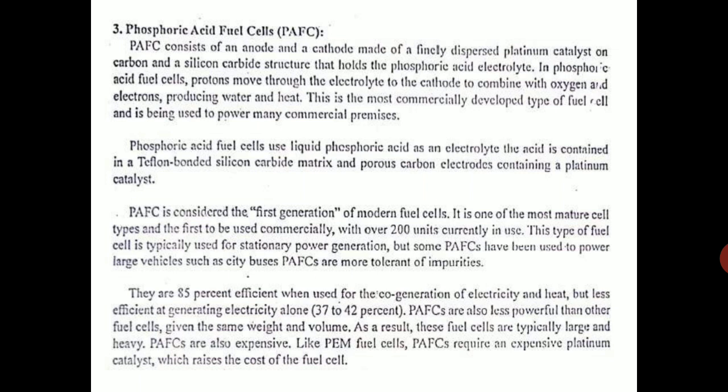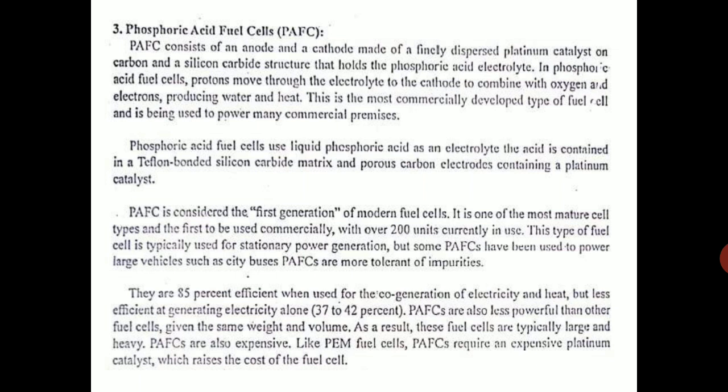Phosphoric acid fuel cells are considered the first generation of modern fuel cells. It is one of the most mature cell types and being used commercially with over 200 units currently in use. This type of fuel cell is typically used for stationary power generation, but some PAFCs have been used to power large vehicles such as city buses.